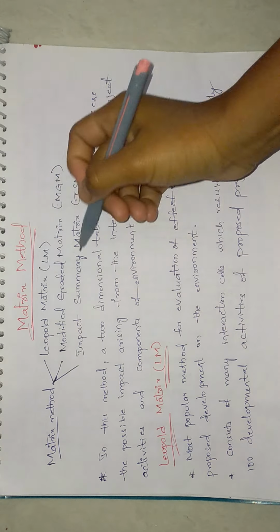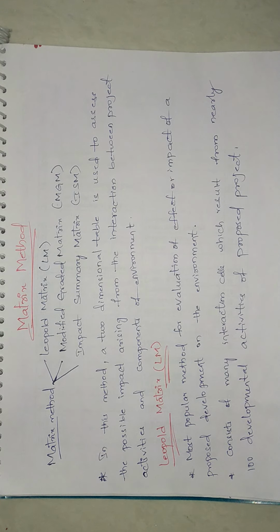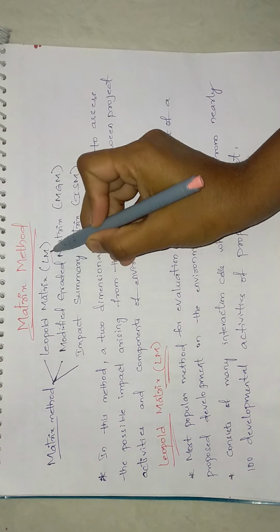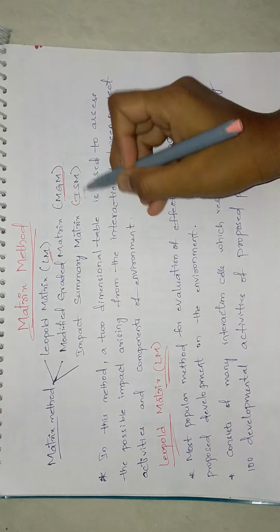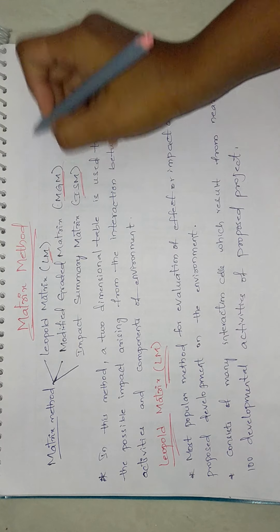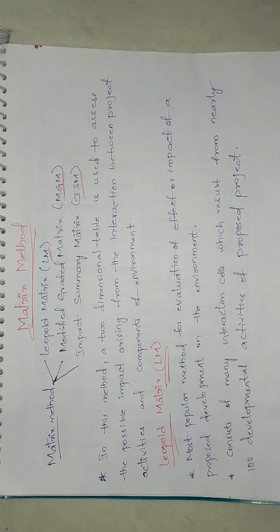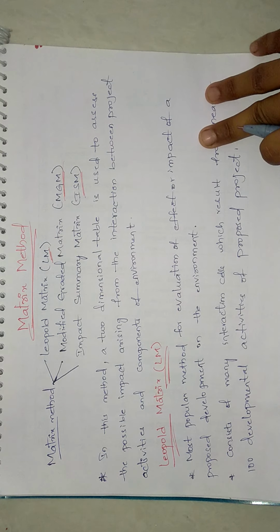Leopold matrix, modified graded matrix, and impact summary matrix. So make sure that you know these abbreviations very well, because in the exam they'll just mention to write about the LM matrix or the MGM matrix. So there is a chance they will ask in that way as well.